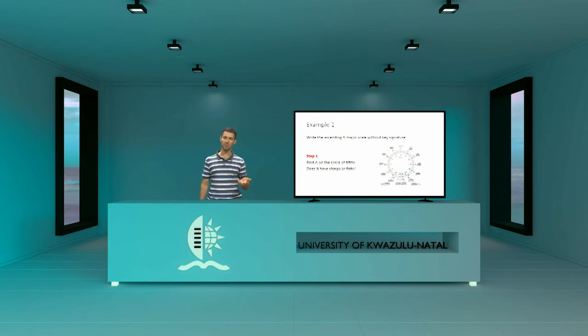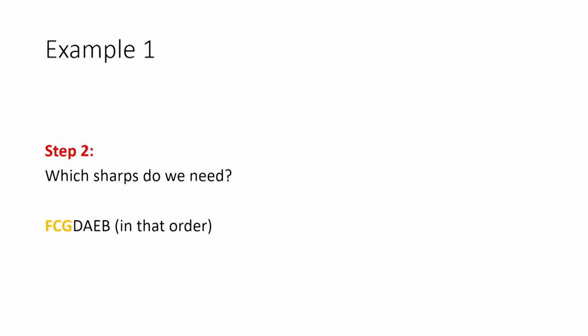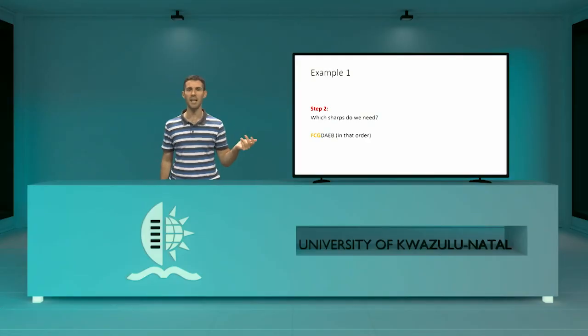Now, here's an example so that we can see how this works. Imagine the question, write an ascending A major scale without key signature. So step number one, you need to go to your circle of fifths and find A. If you look at the picture there, you'll see that A has got three sharps, and the sharps are F, C, and G, in that specific order. Remember, the order of the sharps is always F, C, G, D, A, E, B.